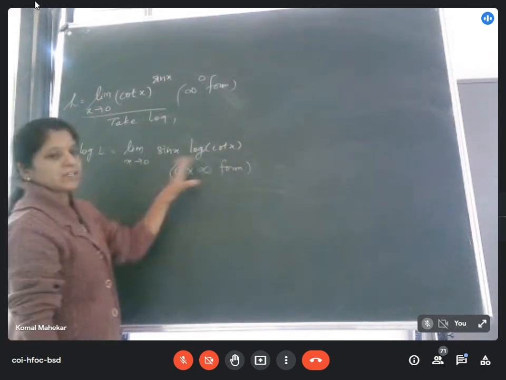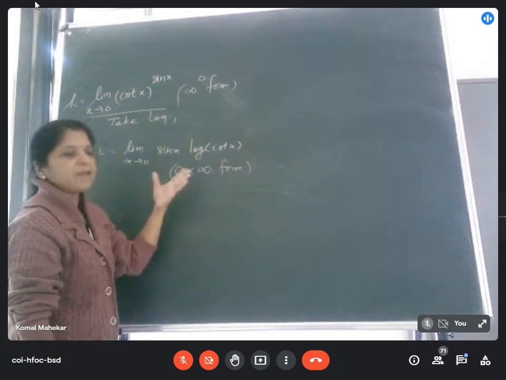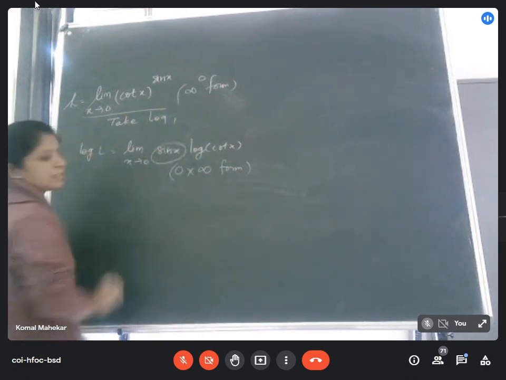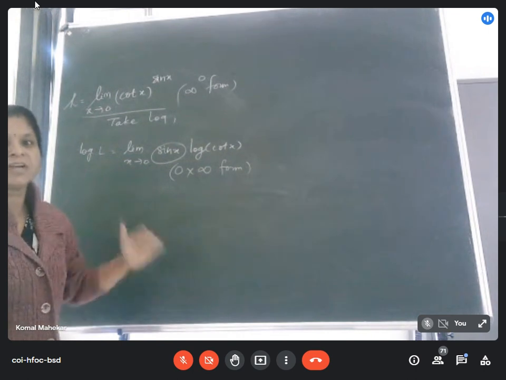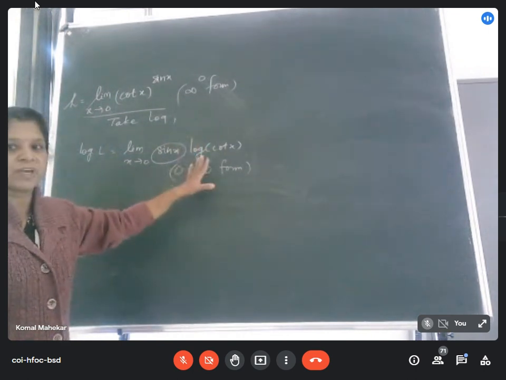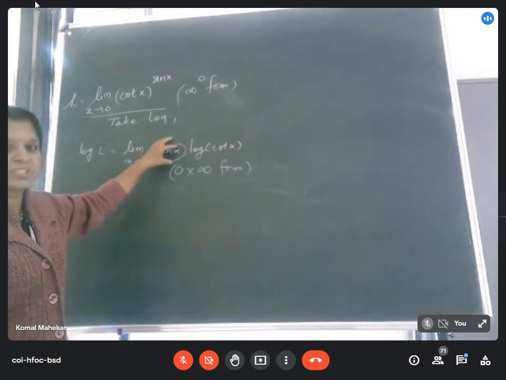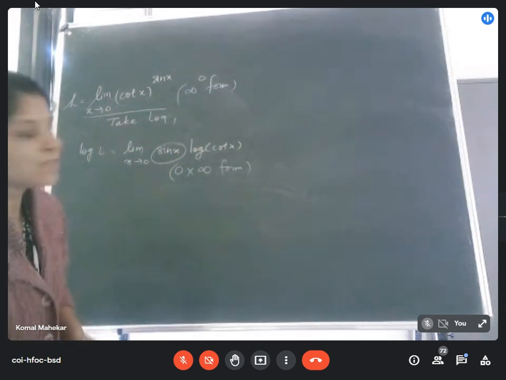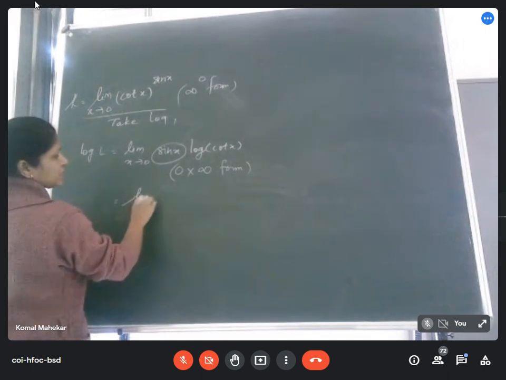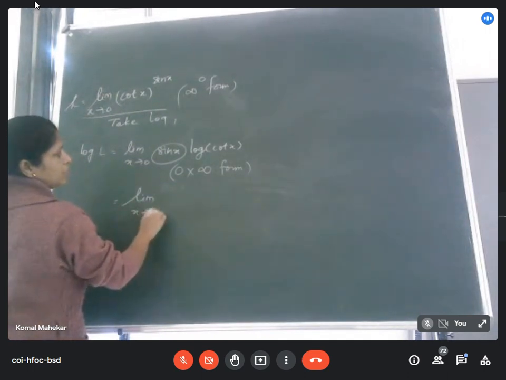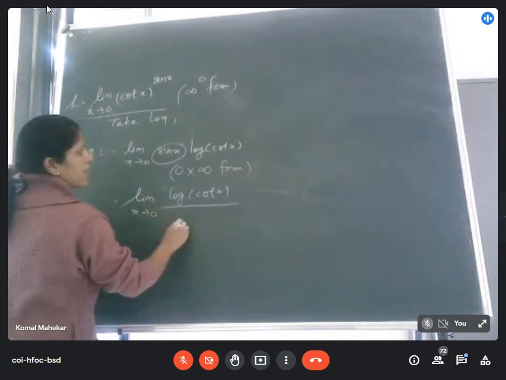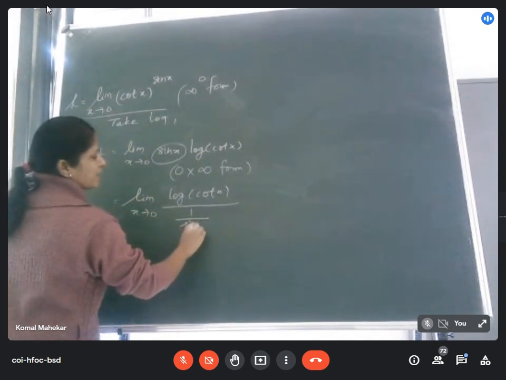Now we can solve the 0 into infinity form by reducing it into 0 by 0 or infinity by infinity, by shifting the second function g(x) into the denominator. Keep the log function in the numerator. So we will write this function divided by 1 by sin x. Limit x tends to 0 of log of cot of x divided by 1 upon sin x.